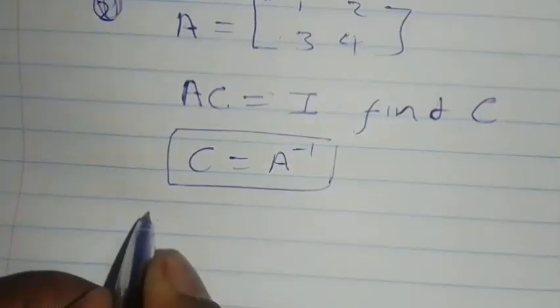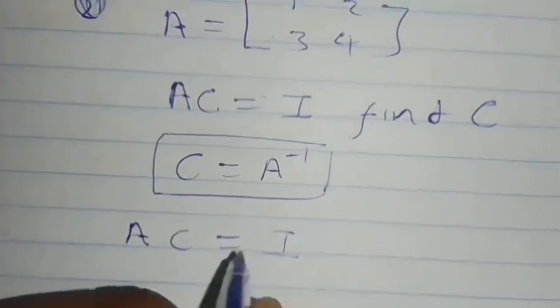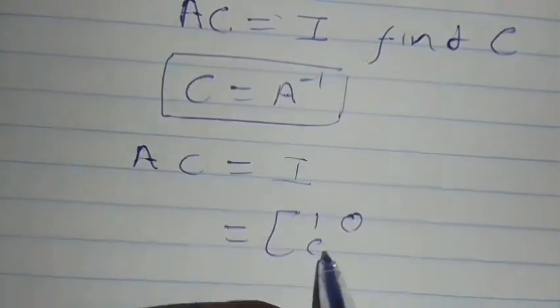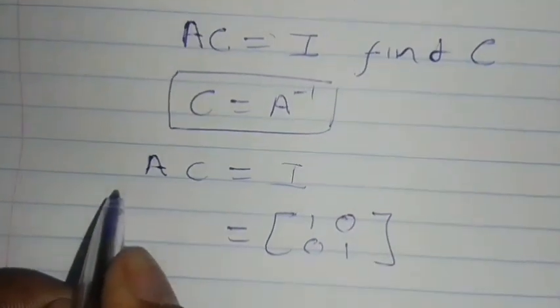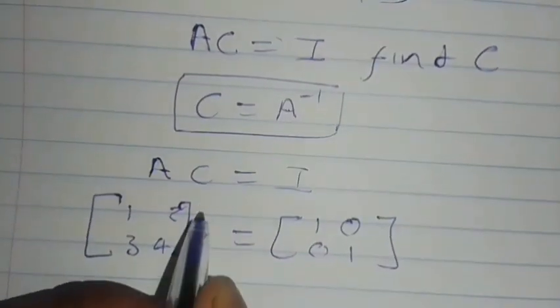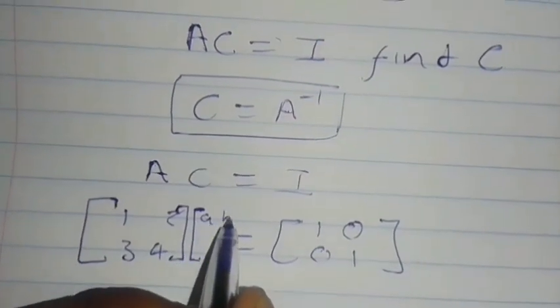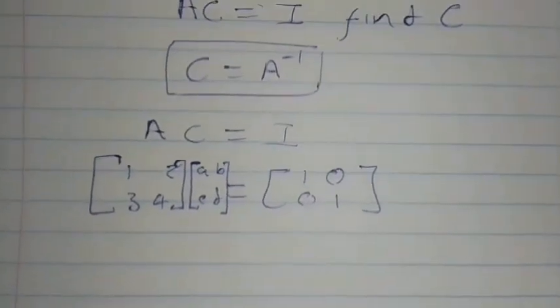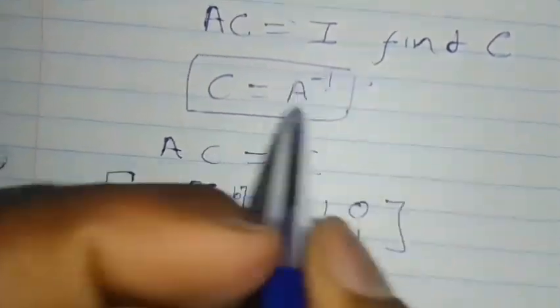So we know that matrix A times C will give us an identity, and A is a 2 by 2 matrix. That means we're going to have a 2 by 2 identity, which is just denoted by this. And then A is given by 1, 2, 3, 4, and then we want to find matrix C. So let's just denote matrix C as A, B, C, D, something like this. And then we want to find that matrix. The reason I'm doing that is because I haven't showed inverses yet.